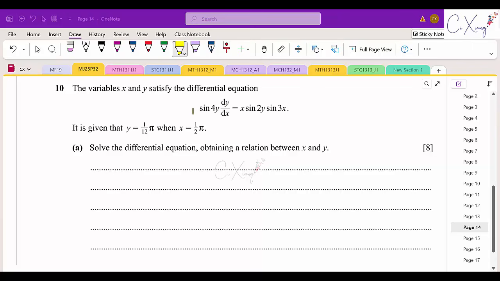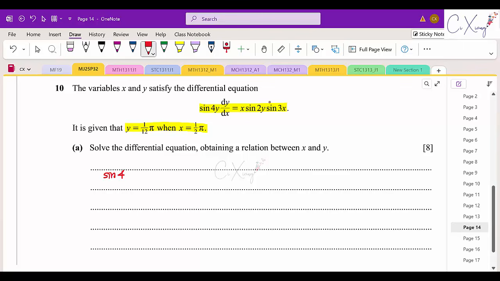We are given a differential equation and also some initial value. Then they want us to solve the differential equation, obtaining a relation between X and Y. So just solve the differential equation. First step, let us try to separate our variables, all the Y to one side and all the X to the other side. Because the dy is a numerator on the left hand side, I want to keep all my y here and all my x on the right.